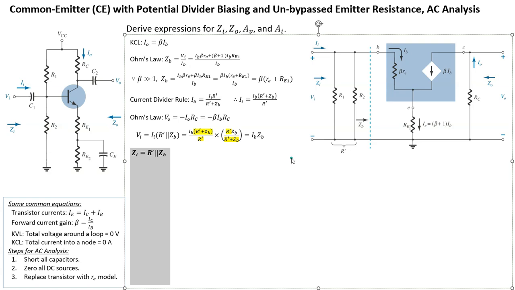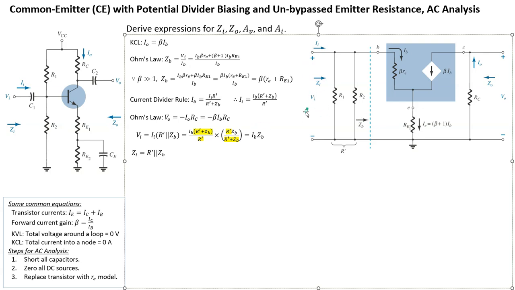All right, so that's done for ZI. Okay, let's have a look at ZO. Well, what is ZO? Every time we work out the output impedance of a circuit, we always zero the signal source. So we need to zero VI.